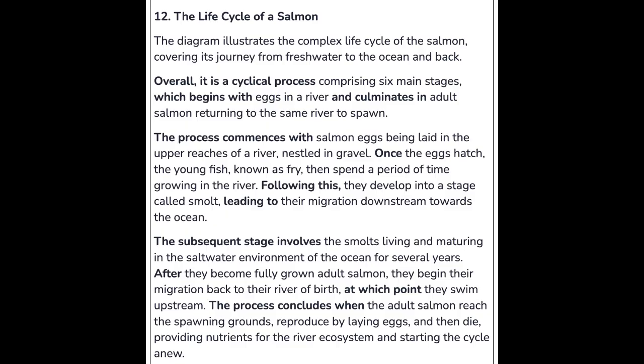The subsequent stage involves the smolts living and maturing in the saltwater environment of the ocean for several years. After they become fully grown adult salmon, they begin their migration back to their river of birth, at which point they swim upstream. The process concludes when the adult salmon reach the spawning grounds, reproduce by laying eggs, and then die, providing nutrients for the river ecosystem and starting the cycle anew.